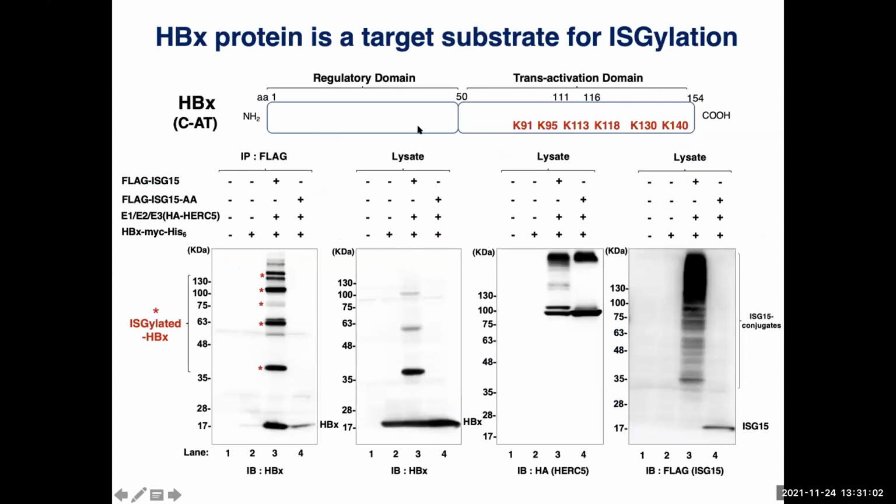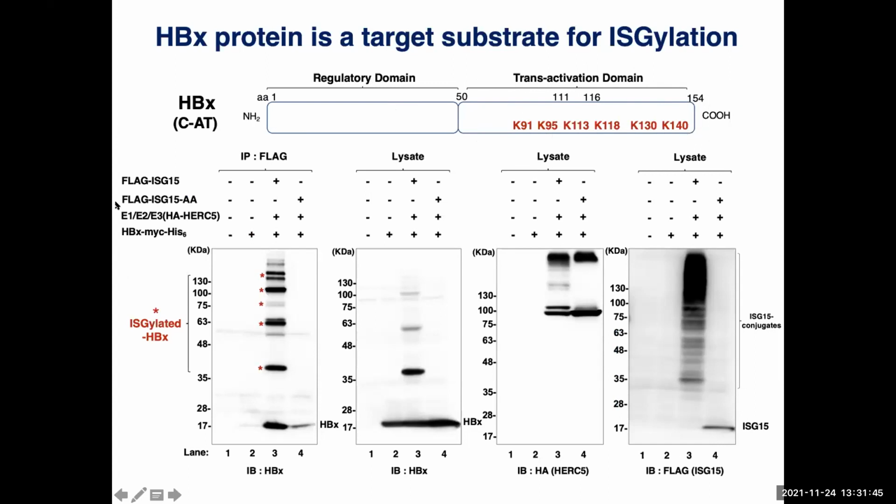So HBX is a 154 amino acid protein, and the N-terminal region has a regulatory domain, and the C-terminal region functions as a transactivation domain. And HBX promotes the transcription of other genes, and also promotes viral replication. And the HBX protein carries 6 lysine residues in the transactivation domain.